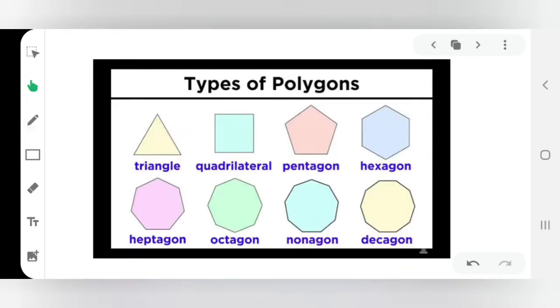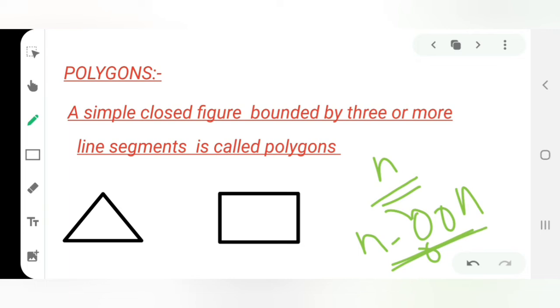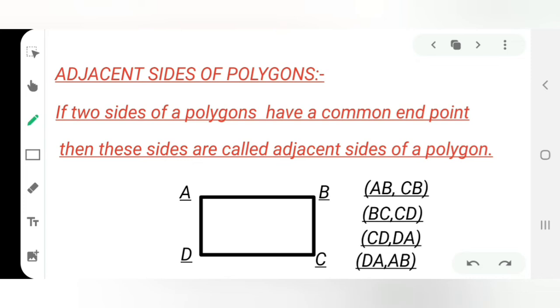After 10 sides, if any figure has more than 10 segments, we know the names only up to 10. Any polygon having n sides after the decagon is called an n-gon. It means if a polygon has 12 sides, it is a 12-gon, 14 sides a 14-gon, 19 sides a 19-gon. Clear? Now we move to the adjacent sides of polygons.